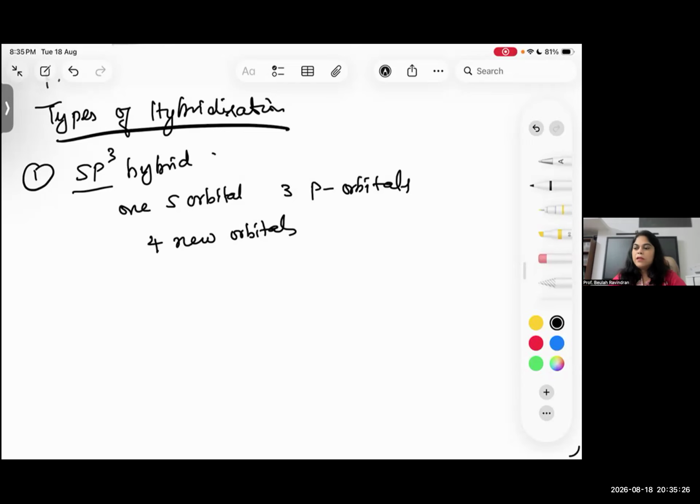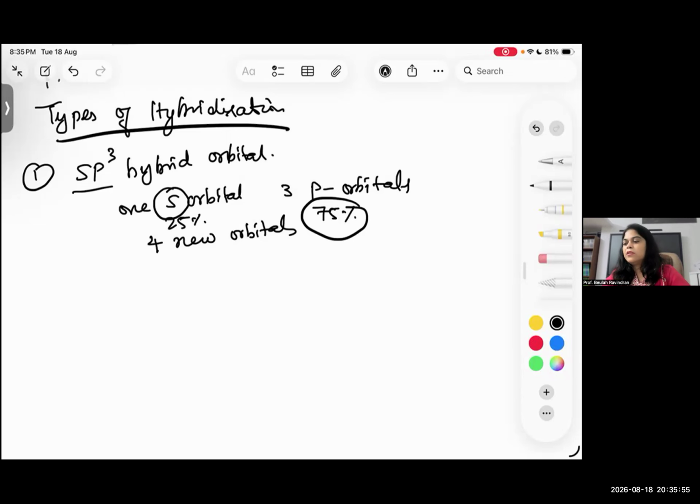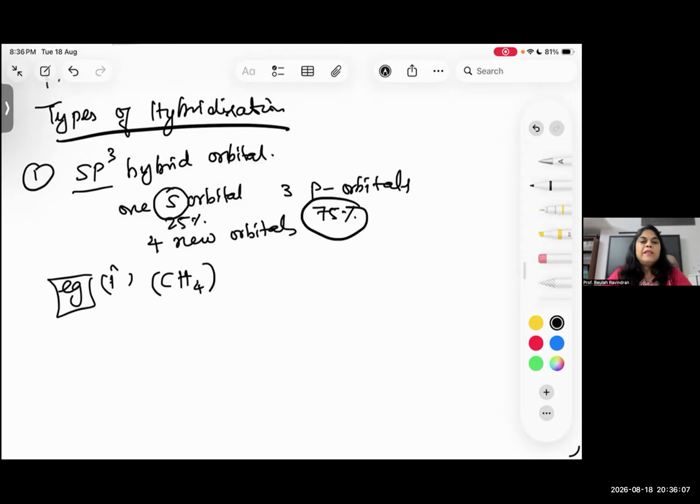Clear? And I told you they are directed to the four corners of a regular tetrahedron, with bond angle 109.5 degrees. I'll show you that molecule and everything. Each sp3 hybrid orbital has 25 percent s character and 75 percent p character. You know, right? 1:3. Then example. With the example, I will explain to you. First example is CH4, how the molecule of methane is formed.